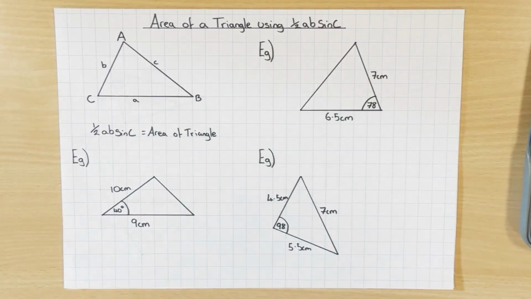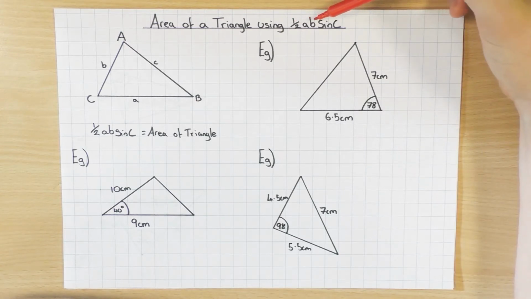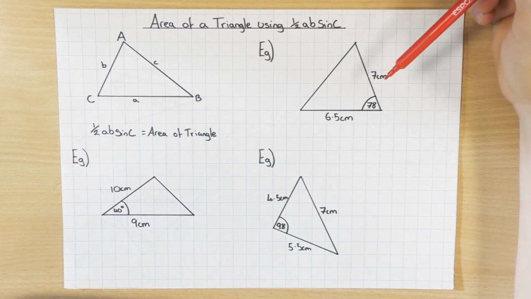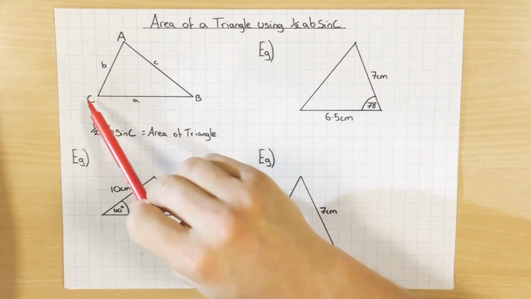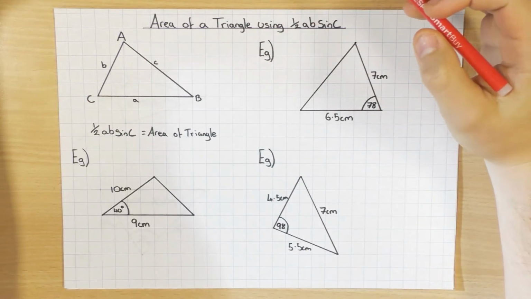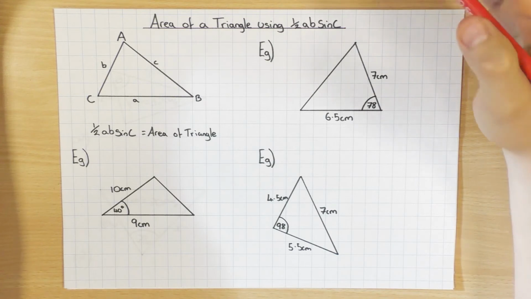Okay guys, in this video we're going to have a look at how we work out the area of a triangle using the formula 0.5ab sine c. Okay, so what does that actually mean? Well, if we look at this triangle here, it can be any triangle, doesn't need to be a specific triangle, doesn't have to be a right angle triangle, literally can be any triangle.